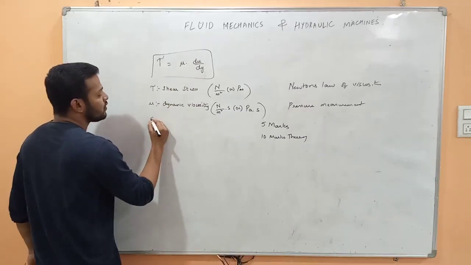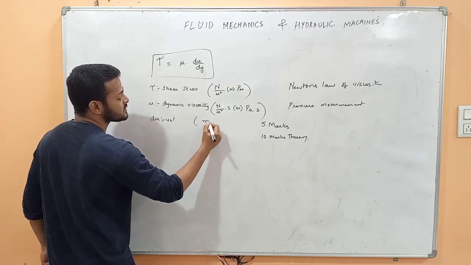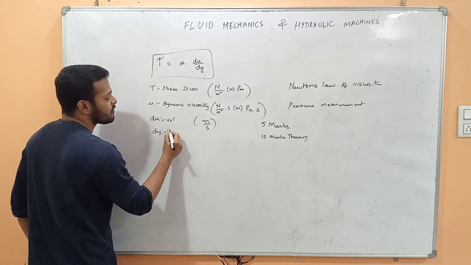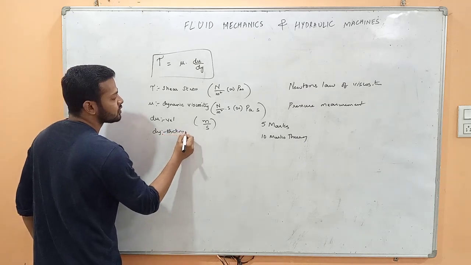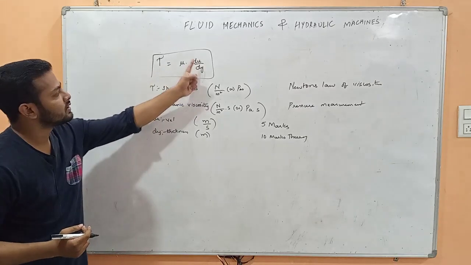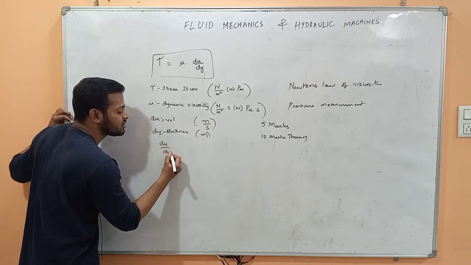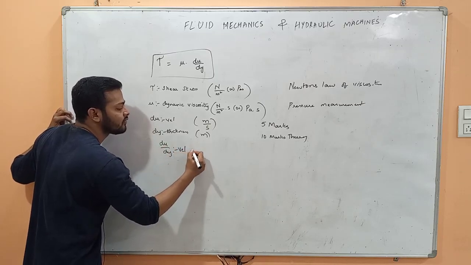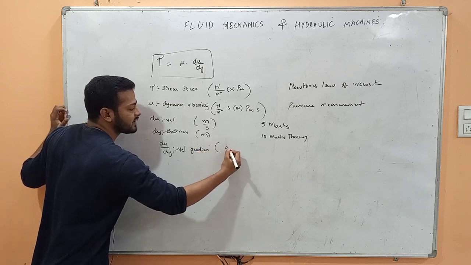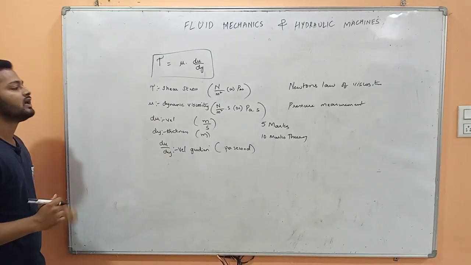Next is du. Du is called as velocity. So the unit of velocity is meter per second, and dy is thickness. So thickness unit is meter. So all these are SI units of all these terms. Apart from this, du by dy term can also be given in the question. This is called as velocity gradient. So this velocity gradient unit is per second. So anything if you see in terms of per second, that is du by dy value.